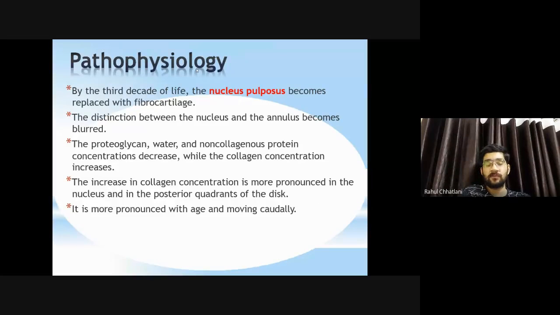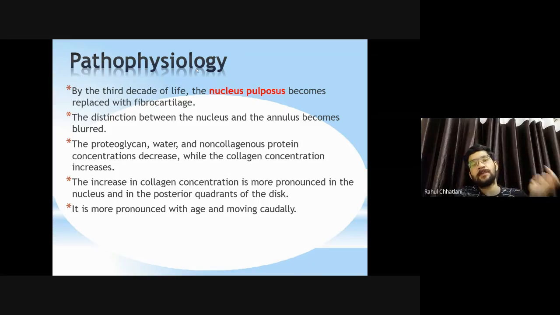Pathophysiology. Yes, most important. As we talked about, dehydration of nucleus pulposus will lead to changes. But there are also stages, and we are going to see both the diseases specifically, in which what changes occur. So first, by the third decade of life, that is in 30 plus years, the nucleus pulposus becomes replaced with fibrocartilage. Fibrocartilage is a structure which replaces normal nucleus pulposus, but does not have enough strength to sustain the intervertebral pressure.